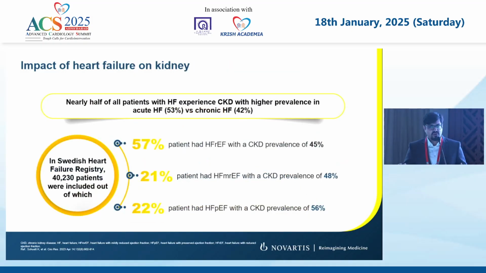Nearly half of all patients with heart failure experience CKD, with higher prevalence in acute heart failure, that is to the tune of 53%, versus chronic heart failure, that is to the tune of 42%. In the Swedish heart failure registry, we have a very high prevalence of nearly 57% who had heart failure with reduced ejection fraction and CKD at to the tune of 45%. And 21% had heart failure with mid-range ejection fraction and CKD. 22% had heart failure with preserved ejection fraction and CKD.